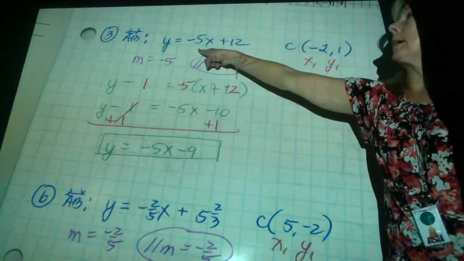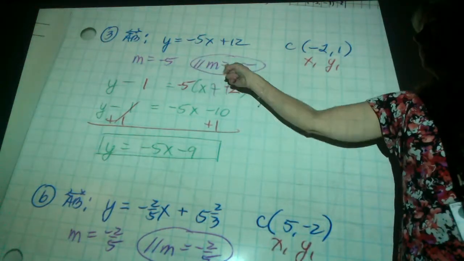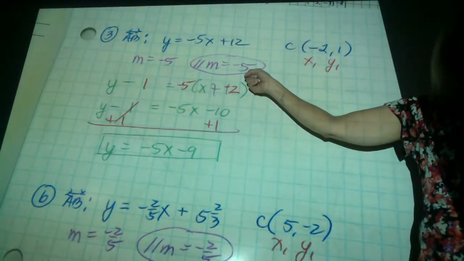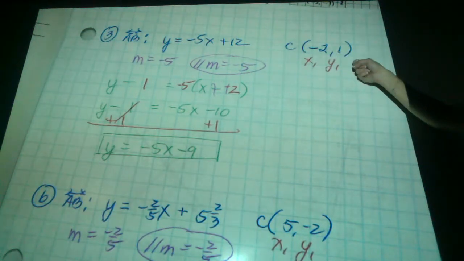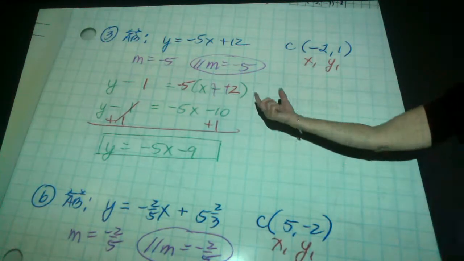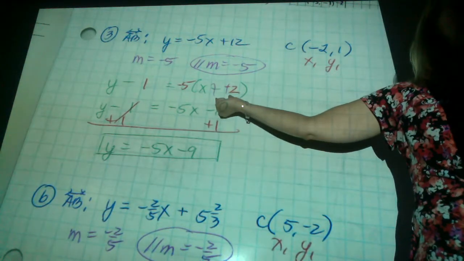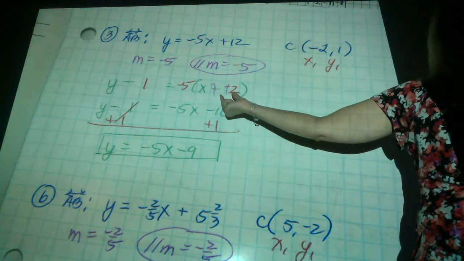All you need is to take the slope from this line, and that slope is -5. Your parallel slope is the same slope. So we're using -5 as our slope. This is my x sub 1, my y sub 1. Make sure that you put them in their correct places. Take care of any double signs. Don't leave a minus minus, because oftentimes you make a sign error.